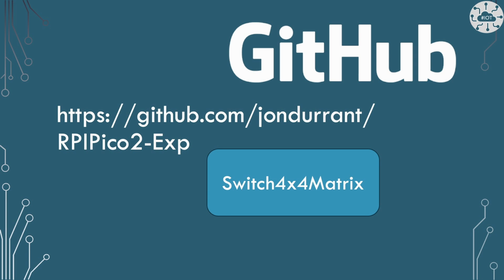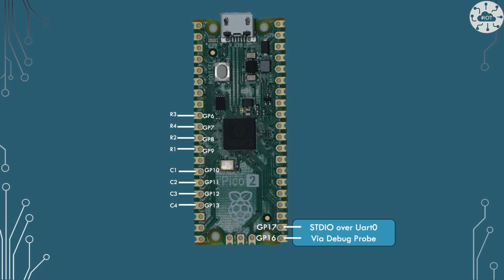All the code I'm going to talk about here is on my GitHub repo. This GitHub repo does contain quite a lot of projects and examples within it, and it's the switch 4x4 matrix one that you want to look at. Now I've connected this up to GPIO 6 to 9 for rows and 10 to 13 for columns.